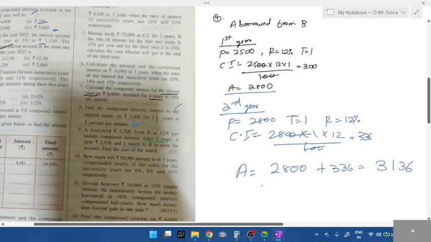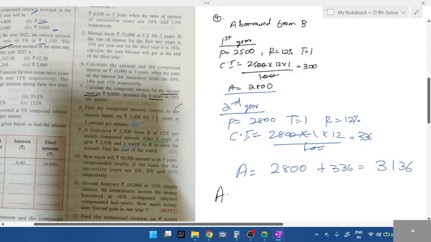Respond. Who should pay to whom? A should pay to whom? B, right? Yeah, A should pay to B. But what did A pay, students? How much did A pay? 3136 or 2936? And a watch. So how much does the watch cost? How will you calculate?